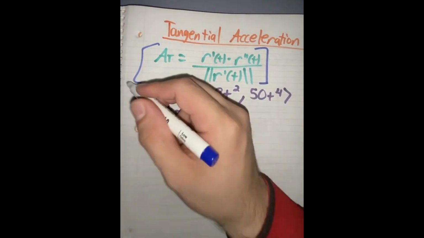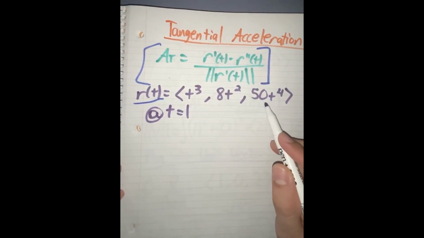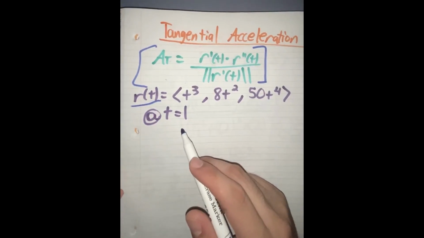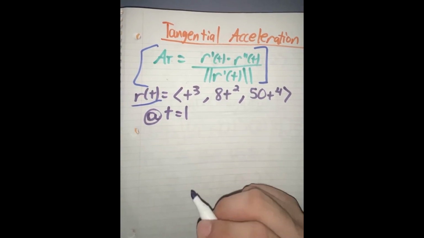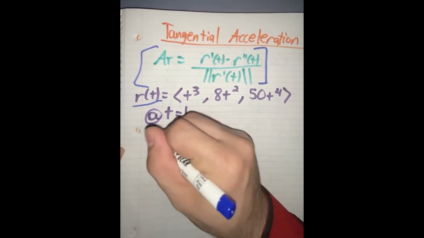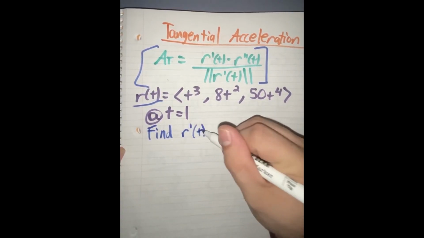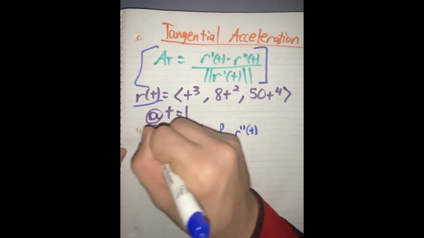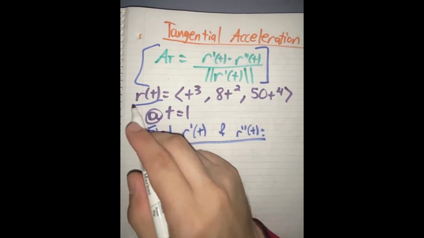So we're given a position vector right here, r of t is equal to this function, is equal to this vector at a time of t equals 1. So we're going to find the tangential acceleration at the time of t equals 1. So the first thing we're going to do is we're going to find r prime of t and r double prime of t. We simply do that by taking the first and second derivative of this function r of t.